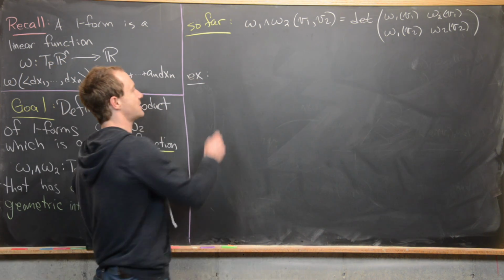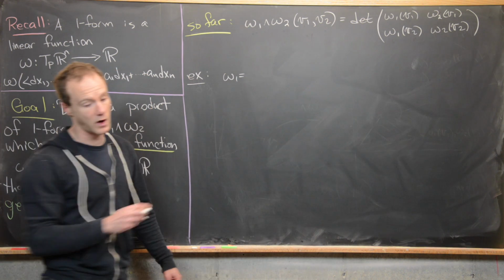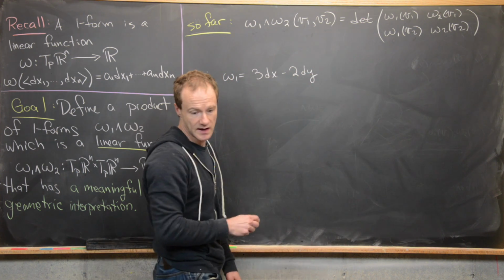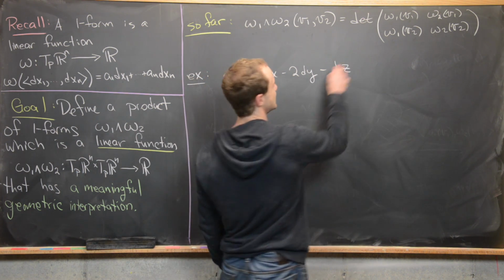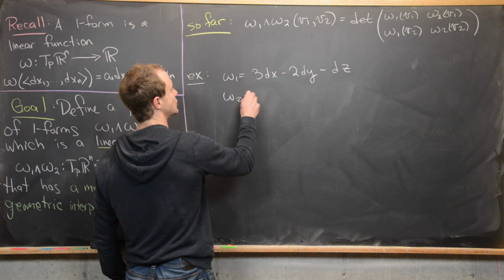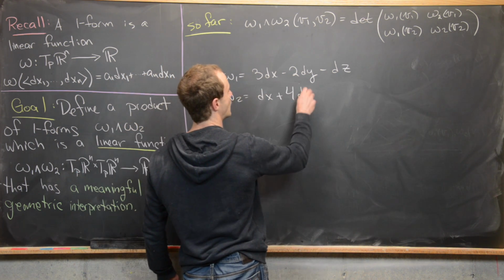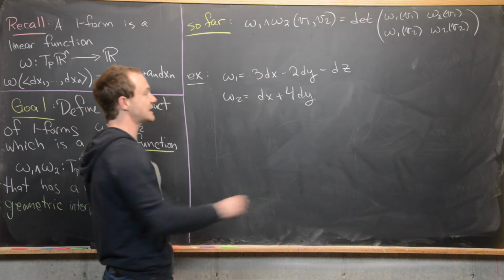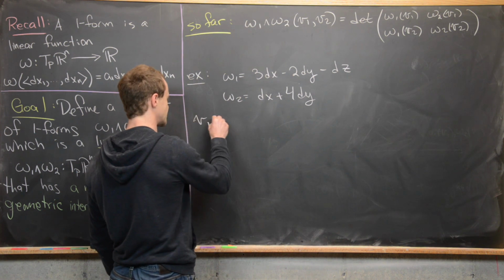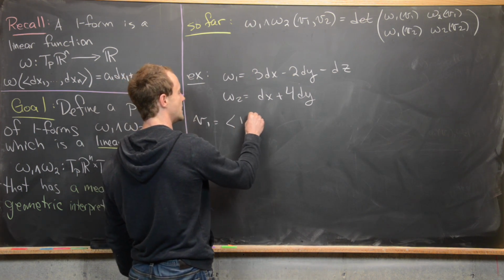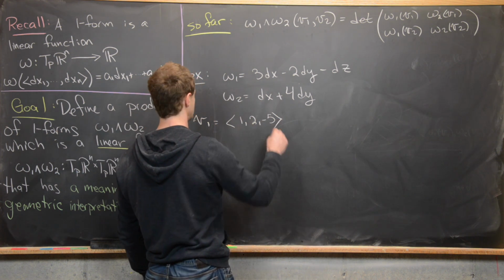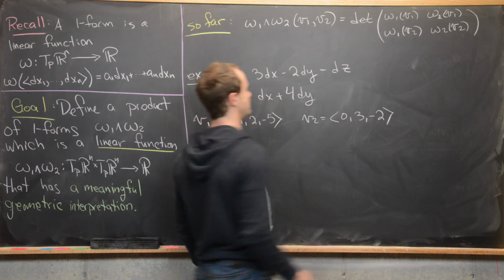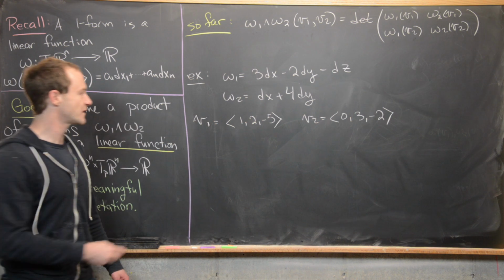and then we'll look at some characteristics of this wedge product. So the example that I want to look at is, let's say that omega 1 is equal to 3dx minus 2dy, and then minus dz. And then let's say that omega 2 is equal to dx plus 4dy, and let's just say that there's no dz component. Okay, and then the next thing we want to do is maybe we need 2 vectors. So let's say that v1 is equal to 1, 2, negative 5. Let's say that v2 is equal to 0, 3, negative 2.